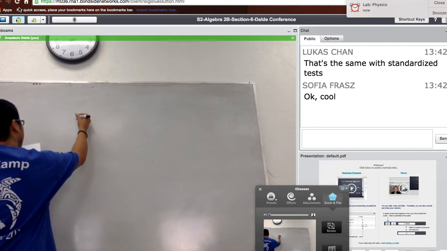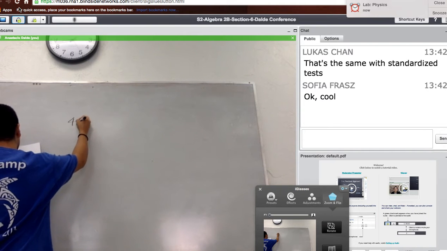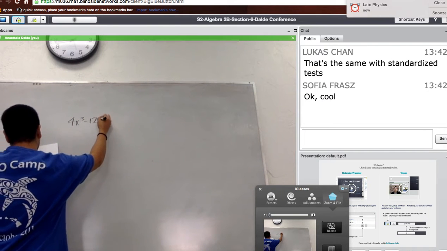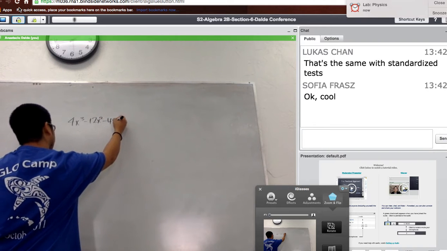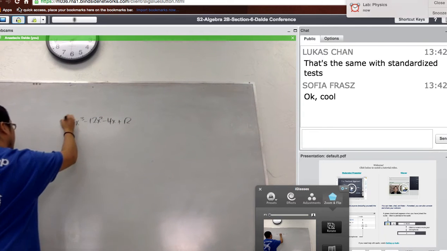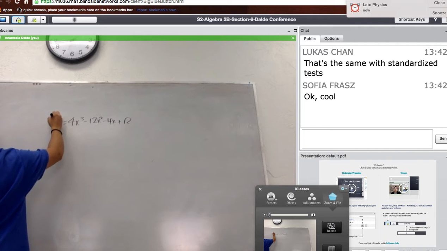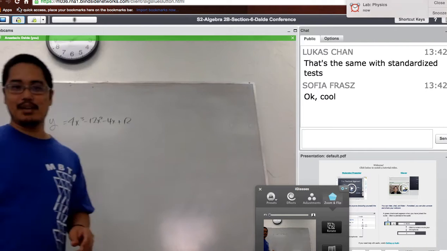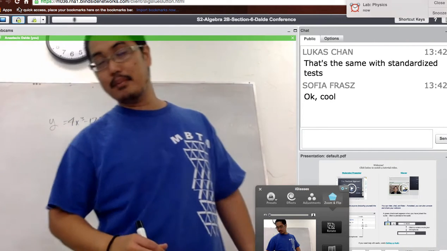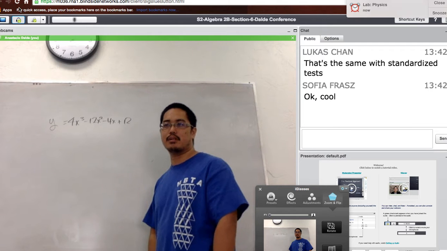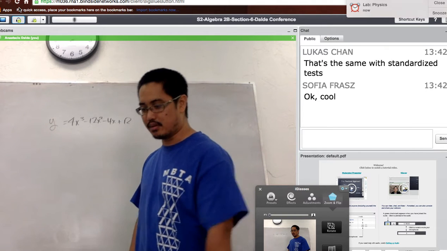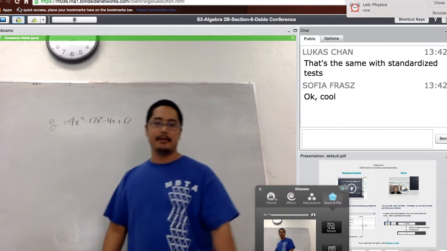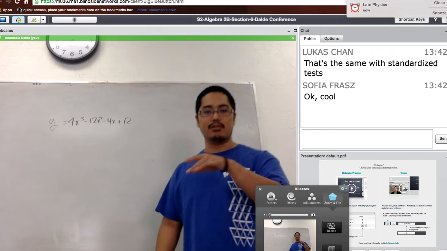So let's see. I've got one that is 4x cubed minus 12x squared minus 4x plus 12. And like I said, this isn't exactly the same one that's on your exam, but it's very similar. I just made it up just now. Hopefully it works. It wants us to find the zeros.